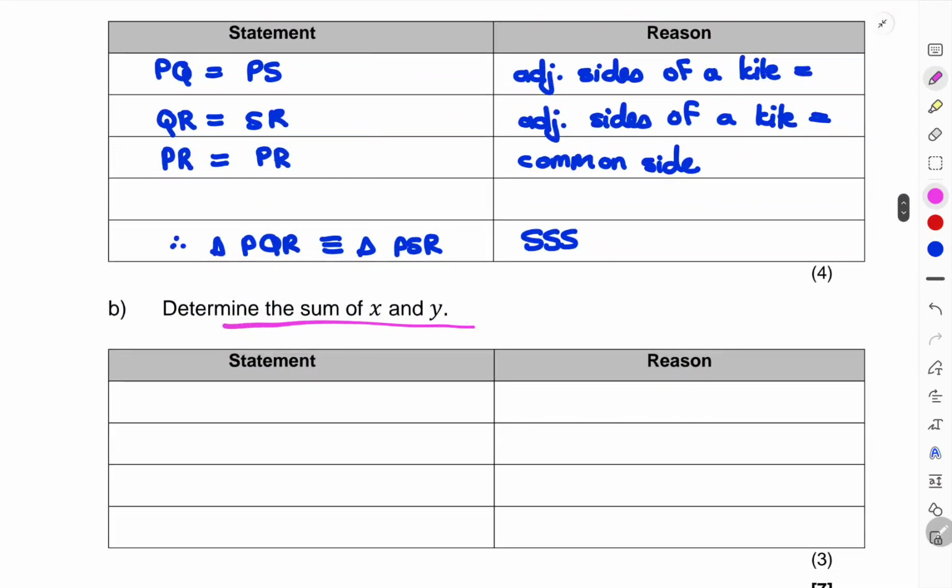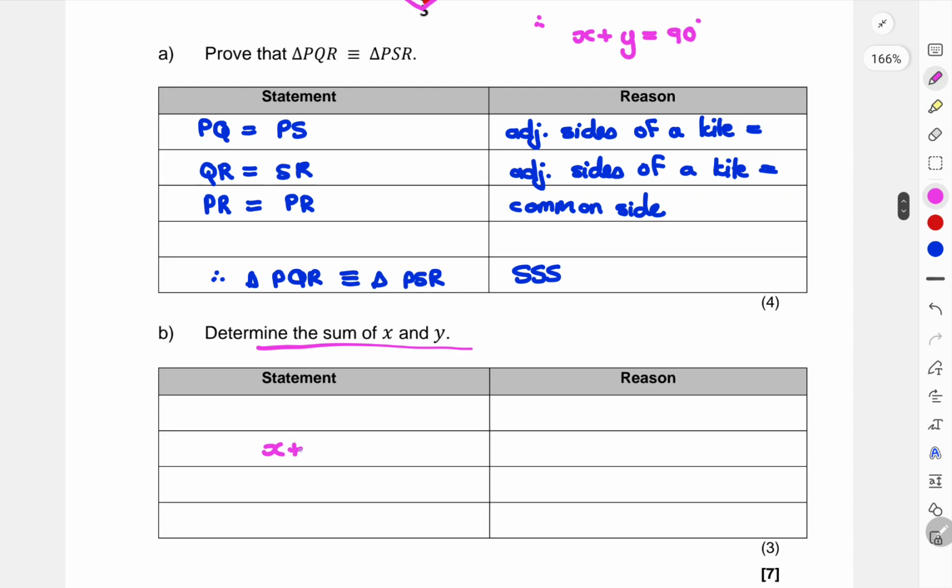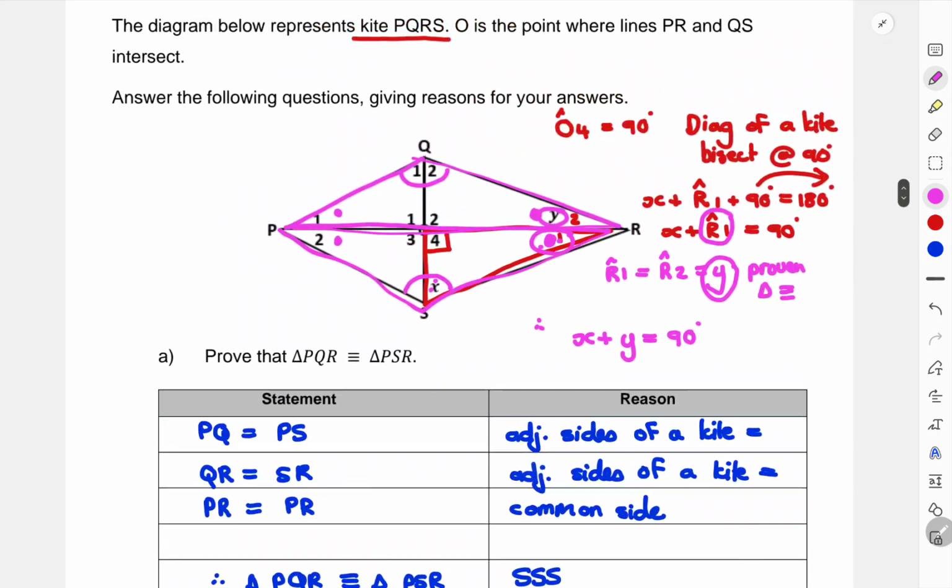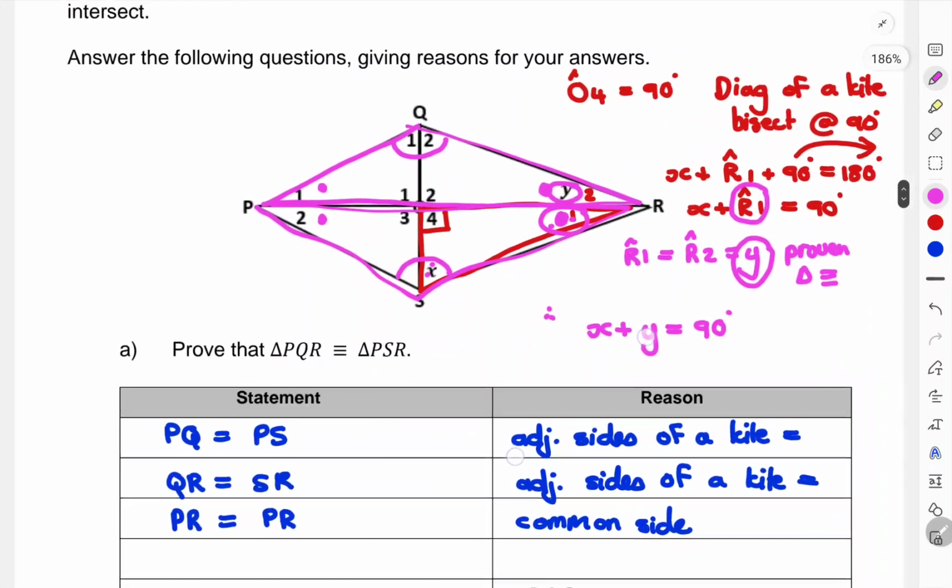Okay, so remember they say determine the sum of x and y. So x plus y is equal to 90. Obviously, you can't just write that. You need to have all your reasons as indicated here at the top.